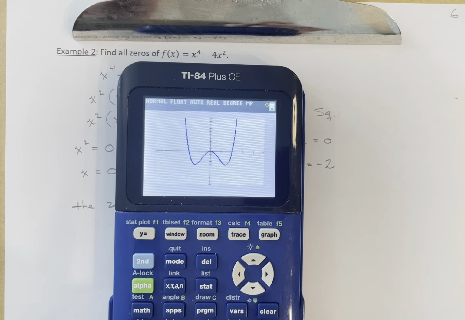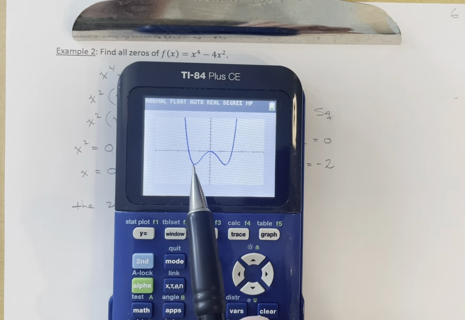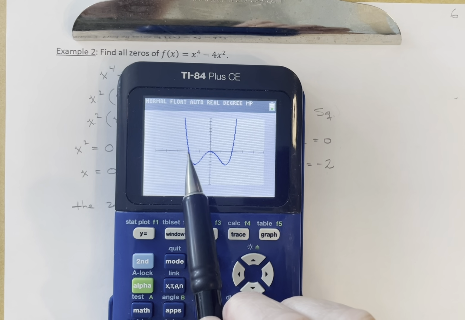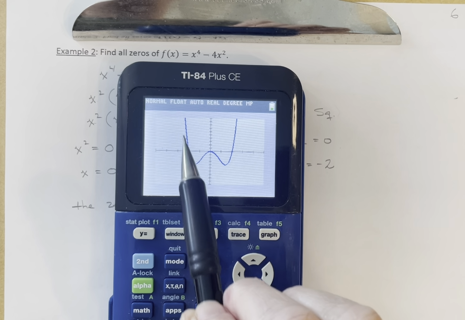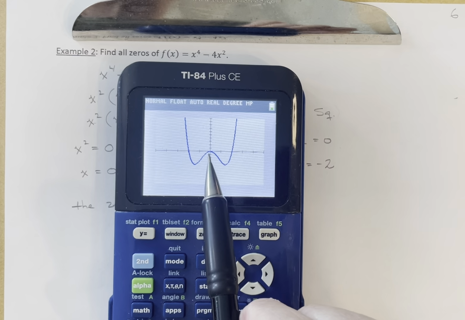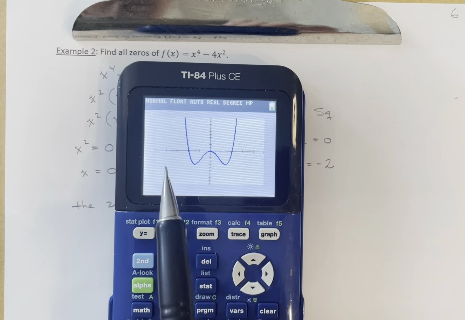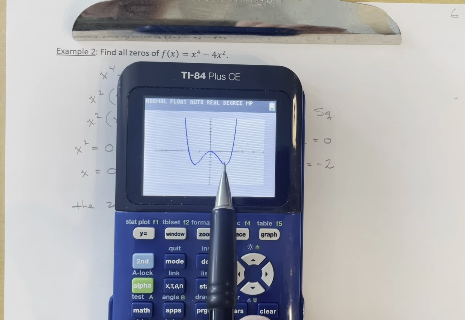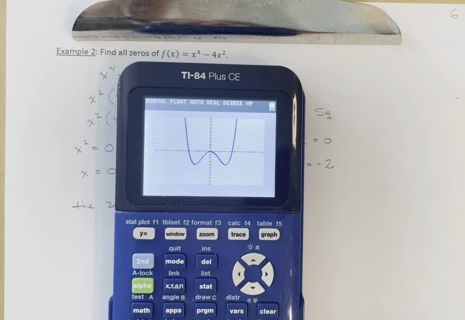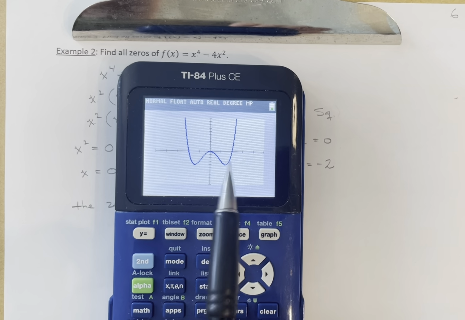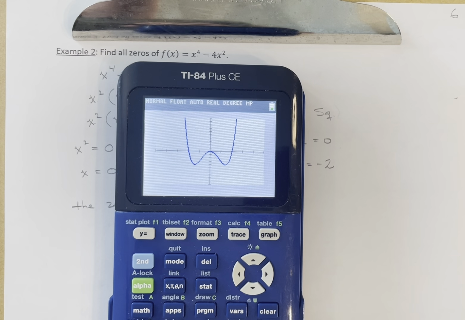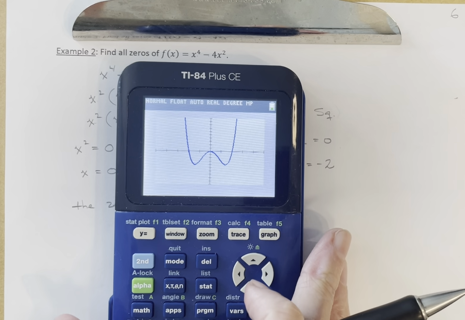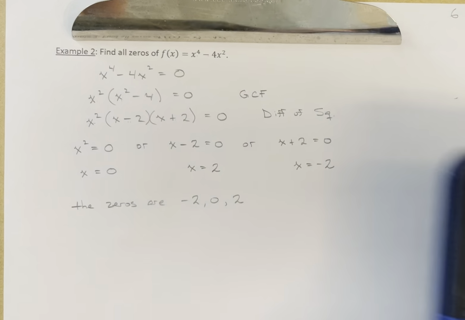And so you can see, I won't do the whole calc process, but you can see here it has an x-intercept at negative 2, where it crosses the x-axis. It's touching the x-axis, but not crossing at the origin at x equals 0, and then it's crossing the x-axis again at positive 2. And again, you can check those with your calc zero function to see what they are. So there you have it. We have found zeros using factoring.